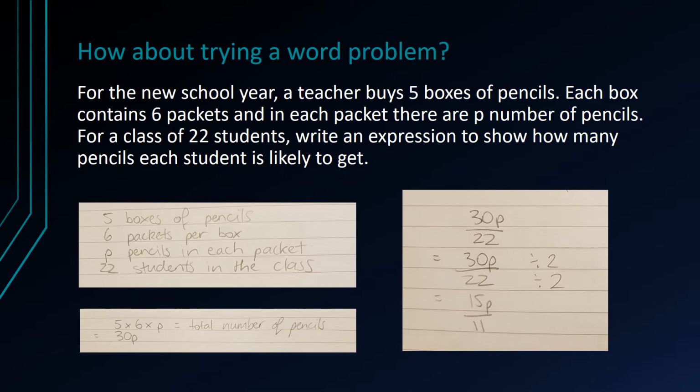So if we say, alright, we need to divide the number of pencils by the number of students in the class, that's how we come over here and we have 30p divided by 22. Now when we're looking for a common factor here, they're both divisible by 2, and that's an easy place to start. So you divide 30p by 2 and you get 15p. And you divide 22 by 2 and you get 11. So the simplified expression to represent how many pencils each student is likely to get is 15p divided by 11.